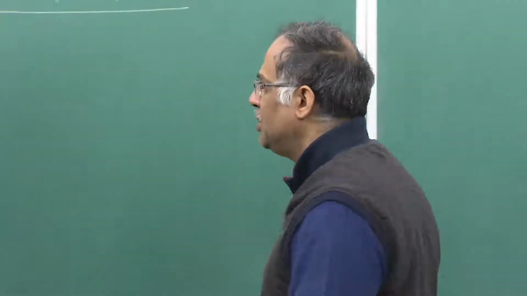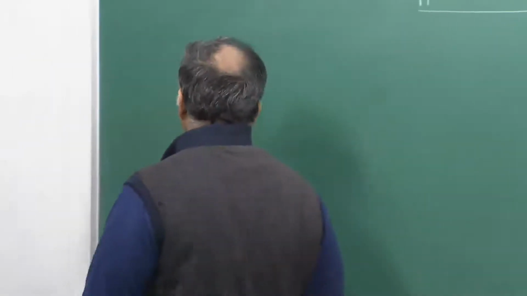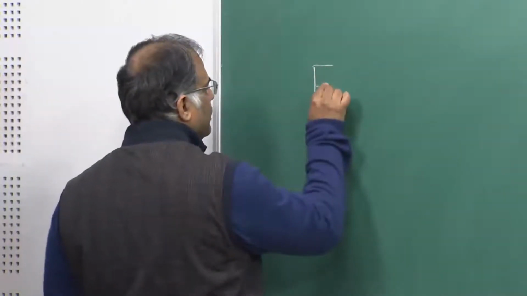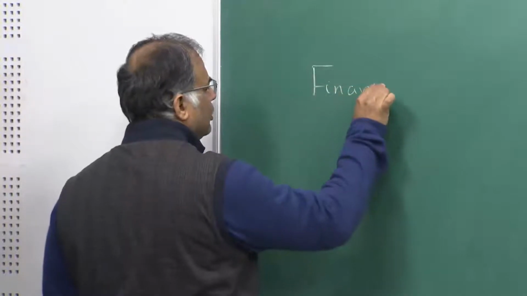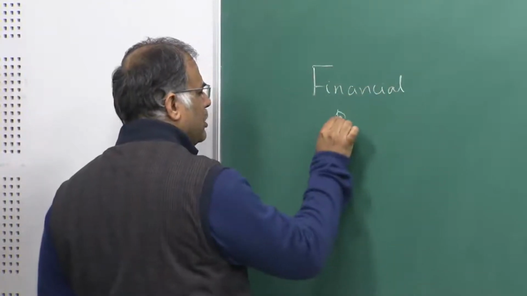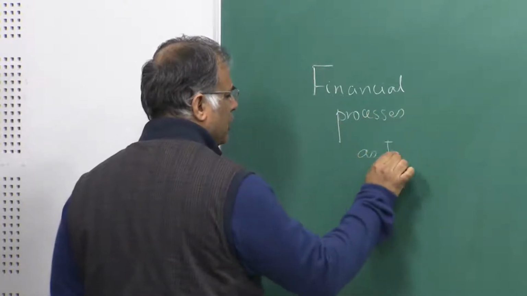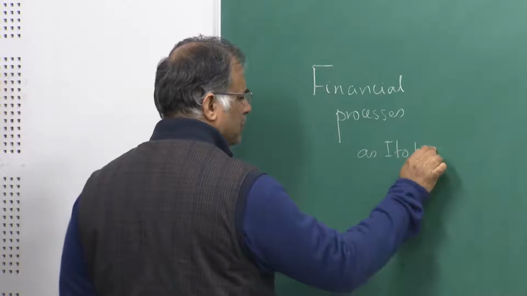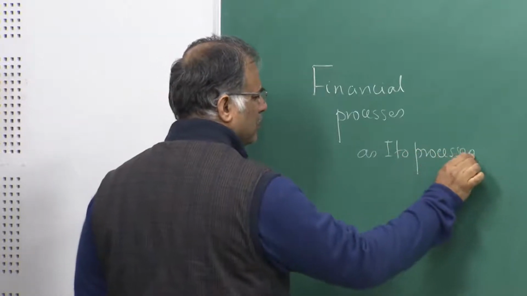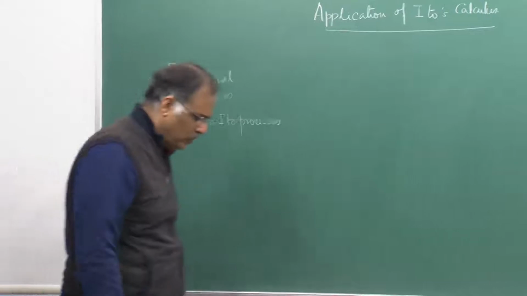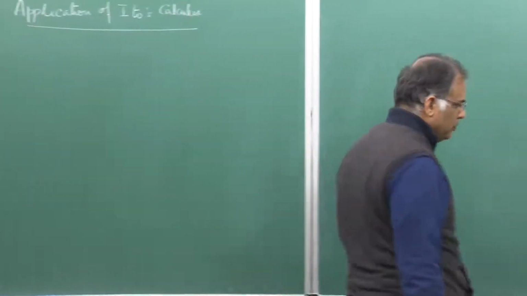One of the most important issues in finance is to express most financial processes as Ito processes. All financial processes are obviously stochastic processes, and we want to express them as Ito processes. Ito processes means you have to write down everything in the form of a stochastic differential equation.